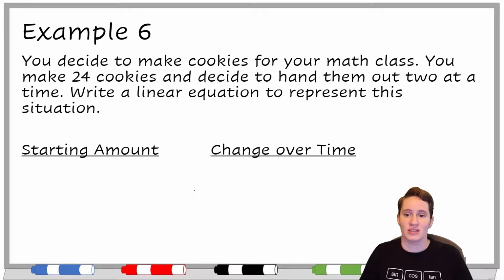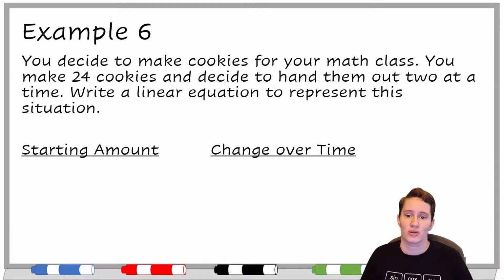Example 6: you decide to make cookies for your math class. This is very hypothetical, theoretical, whatever, because as we discussed in actual class today, there's peanut allergies and germs and things like that. So we make hypothetical cookies for our math class.